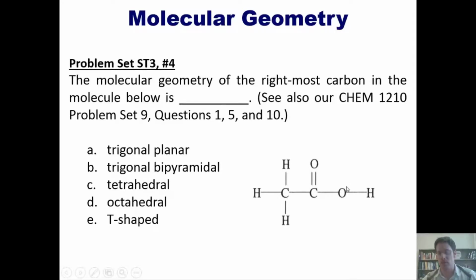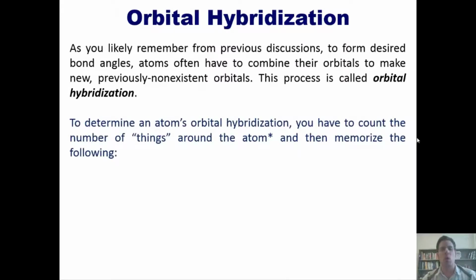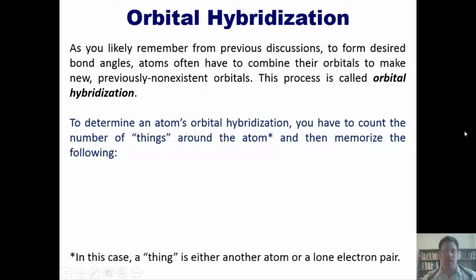That takes us to a new subject, that of orbital hybridization. Now, as you likely remember from previous discussions, to form desired bond angles, atoms often have to combine their orbitals to make new, previously non-existent orbitals. This process is called orbital hybridization. Now, to determine an atom's orbital hybridization, you have to count the number of things around that atom, and by things, I mean either another atom or a lone electron pair, and then memorize the following.